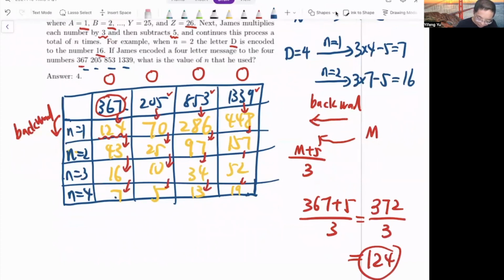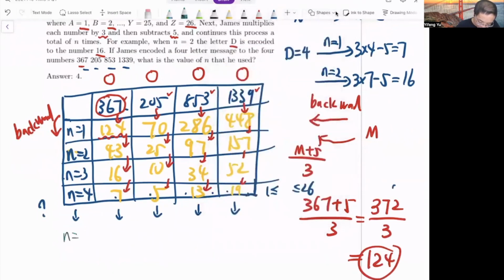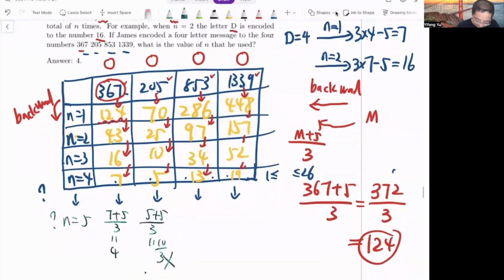Now if you see those numbers, they are already between 1 and 26, and then we ask ourselves, are we able to go any further down? The answer is no, because let's see, what will happen if you go further? Let's suppose we do n equals 5 one more time. Then this will be 7 plus 5 divided by 3, which is okay, this will be 4. This one will be 5 plus 5 divided by 3, which is 10 over 3, which is not an integer.